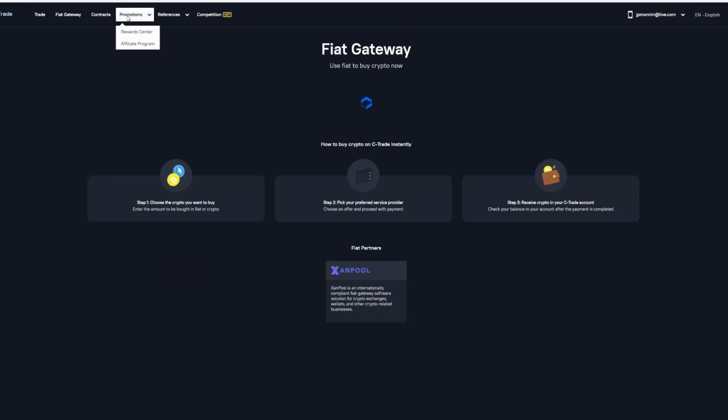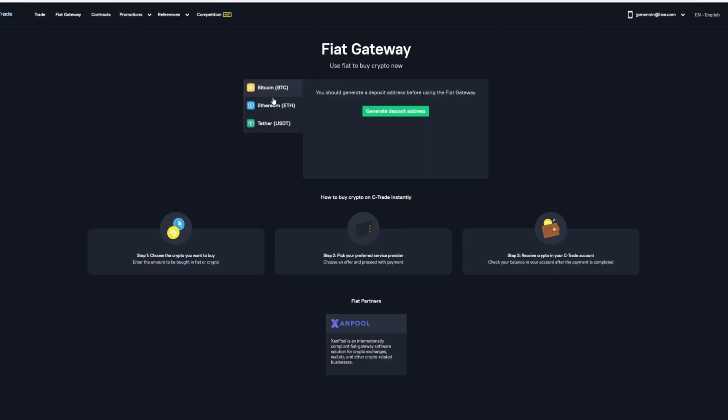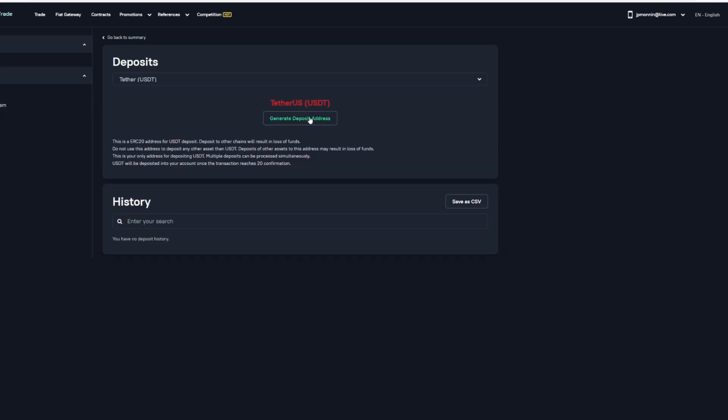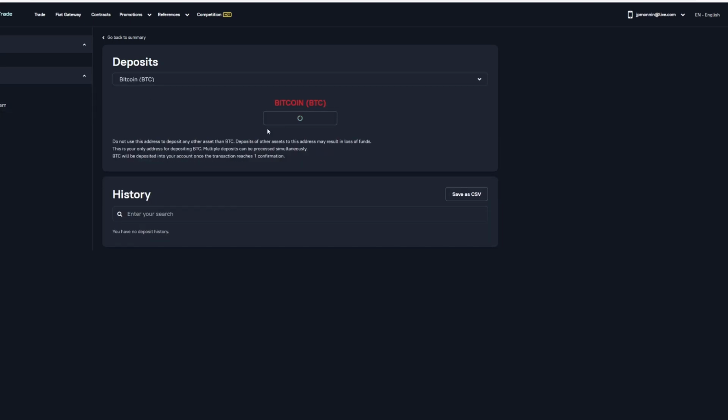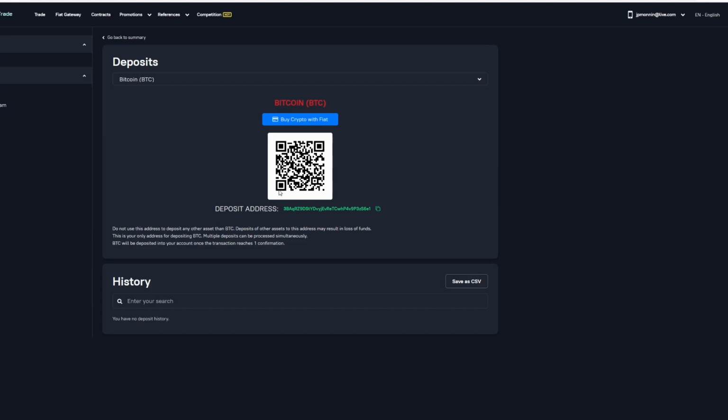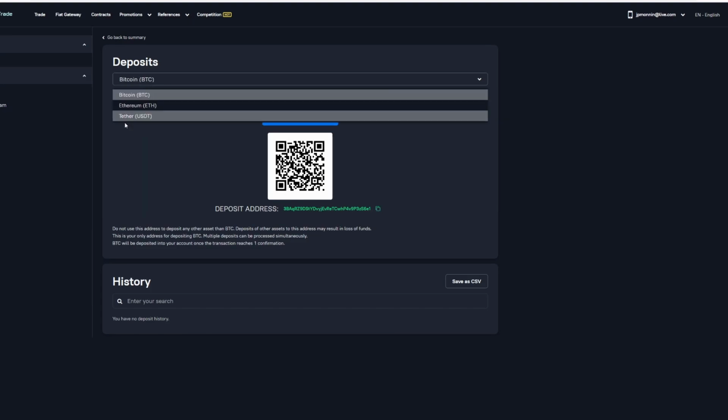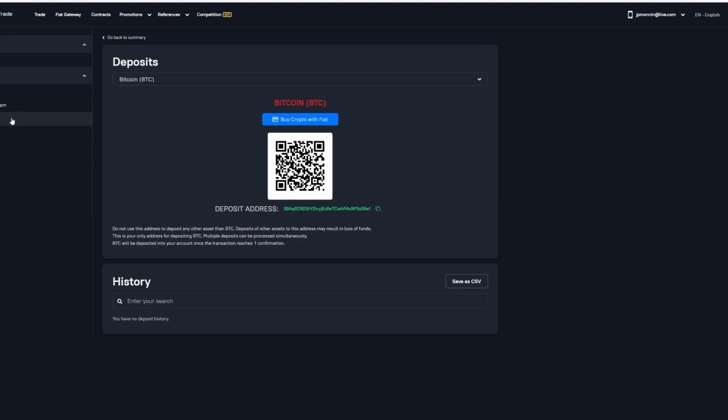If you go to the Fiat Gateway, you can see that there are so many different options, whether it's Bitcoin, Ethereum, Tether, USDT. You can choose the crypto you want to buy, pick your preferred service provider, and receive crypto in your C-Trade account very, very quickly, like I said, and easily. You can generate that deposit address as well. So let's say we want to put Bitcoin in. We can generate that address real quickly, and there's my deposit address to put into C-Trade. We can also do the same with Ethereum and Tether. Like I said, very, very easily done.